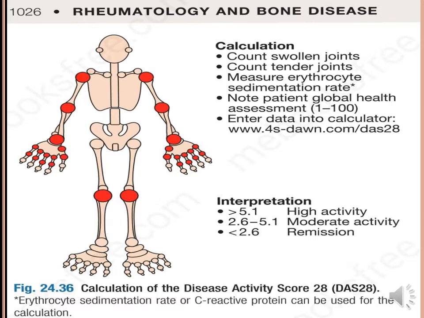There is a complex equation which we don't need to remember or see. The interpretation is important. If we have a score of more than 5.1, it means that the disease is highly active and the treatment must be escalated or intensified. If the score is 2.6 to 5.1, it means that the disease is fairly controlled, but again treatment needs to be reviewed. If the score is less than 2.6, then it means that the disease is in remission and in adequate control.